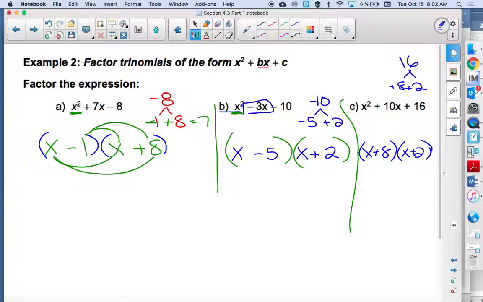Questions? So we call that the AC method. So your GCF, do they have anything in common? And then the AC method is when you have a trinomial, and we're trying to still factor it, which means break it down into multiplication.